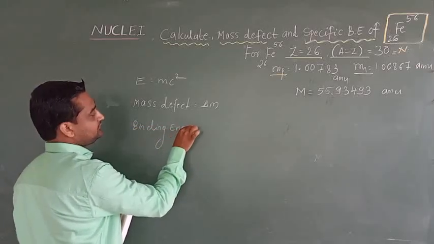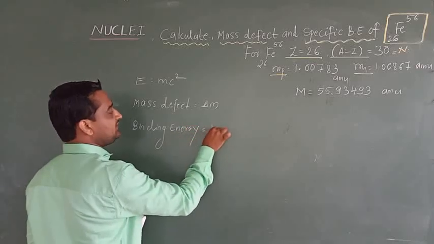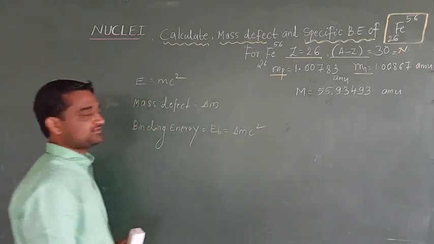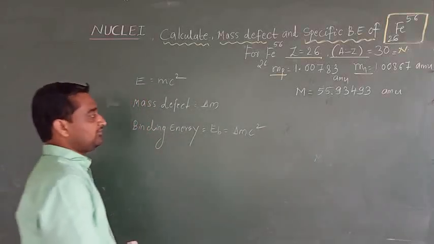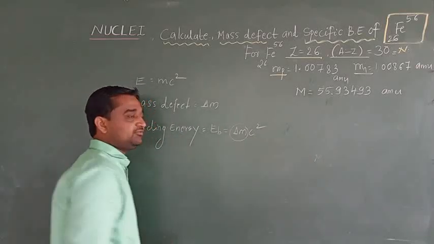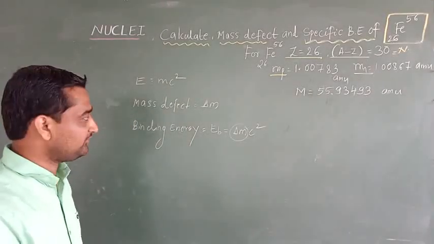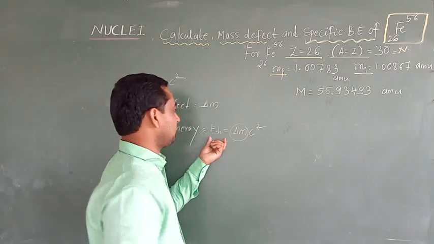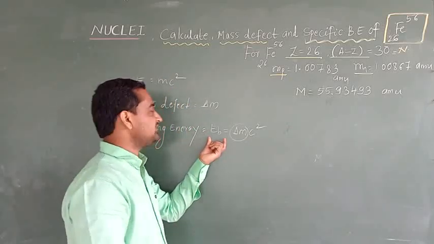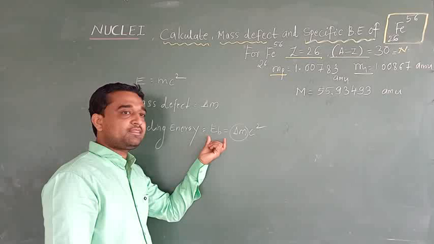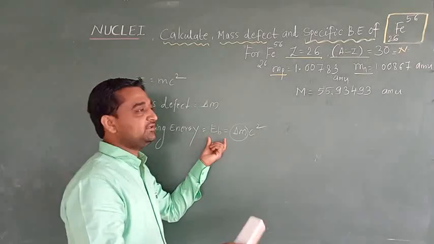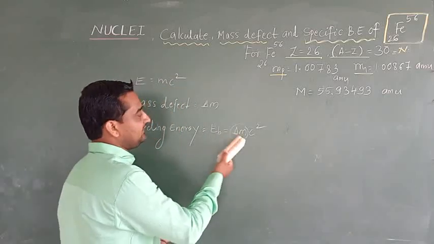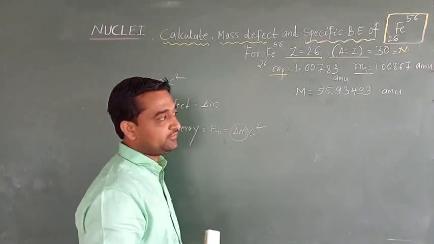the binding energy EB, which is equal to the mass defect times c square. The amount of mass lost during the formation of the nucleus from its constituent nucleons is liberated in the form of energy, which is used to bind the nucleons to form the stable nucleus, right? So the binding energy is equal to delta M into c square.